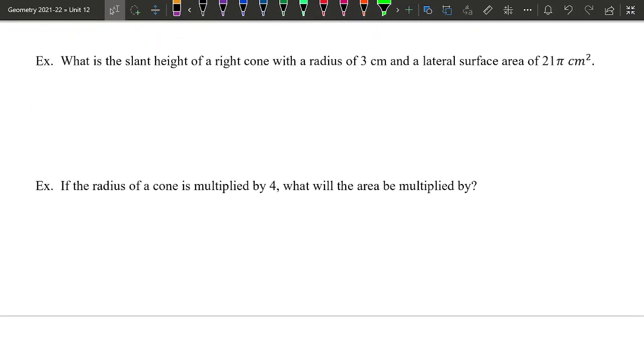All right, so then what is the slant height of a right cone with a radius of 3 centimeters and a lateral area of 21 pi centimeters squared? Okay, so I can see we're talking about a cone. That's important because that tells us which lateral surface area we have. This is the lateral surface area, 21 pi centimeters squared. That's L. Right cone tells me which formula I'm using. The formula for a lateral surface area of a right cone is L equals pi r L.